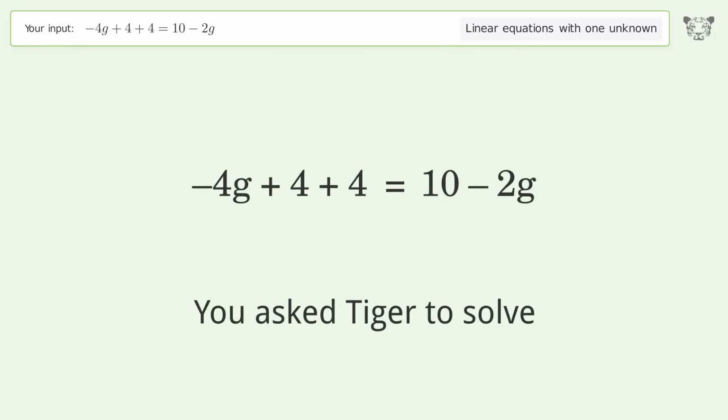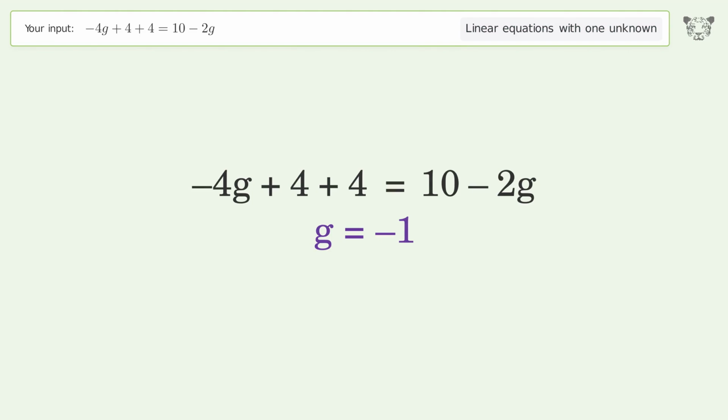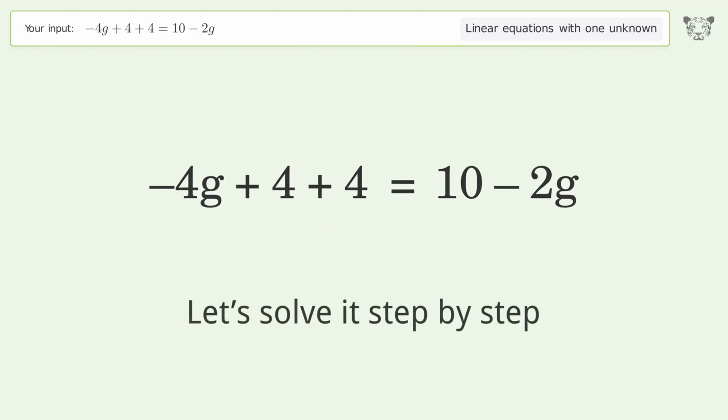You ask Tiger to solve. This deals with linear equations with one unknown. The final result is g equals -1. Let's solve it step by step.